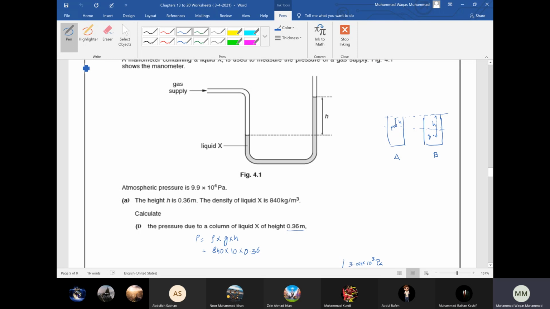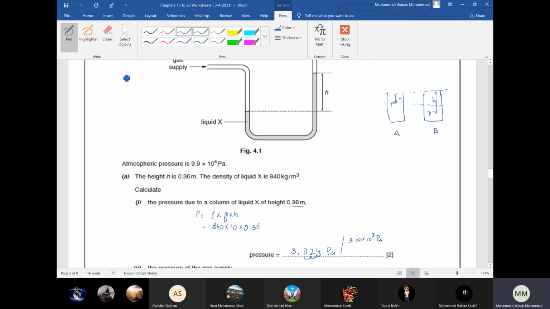But I explained that point in the last class, if you remember. Beta, we know liquid pressure depends upon the density, right or wrong? The greater the density of the liquid, at any particular depth there would be greater pressure, right? Yes or no? Yes, sir. Now beta, the pressure of the gas supply is the same. It means the pressure difference would also be the same, which will be 3,024 pascal, right?